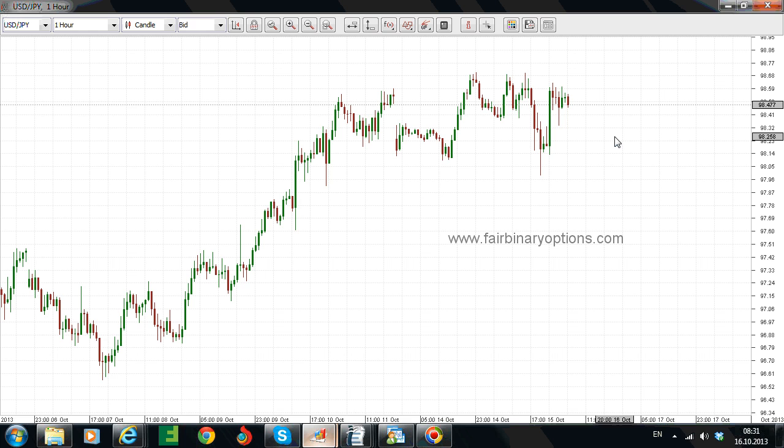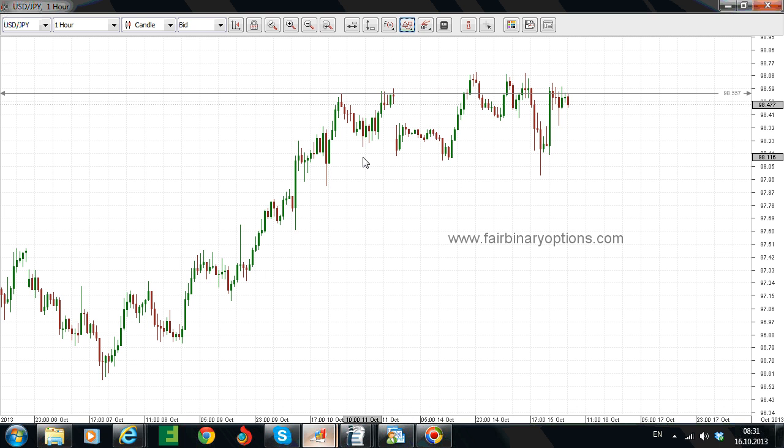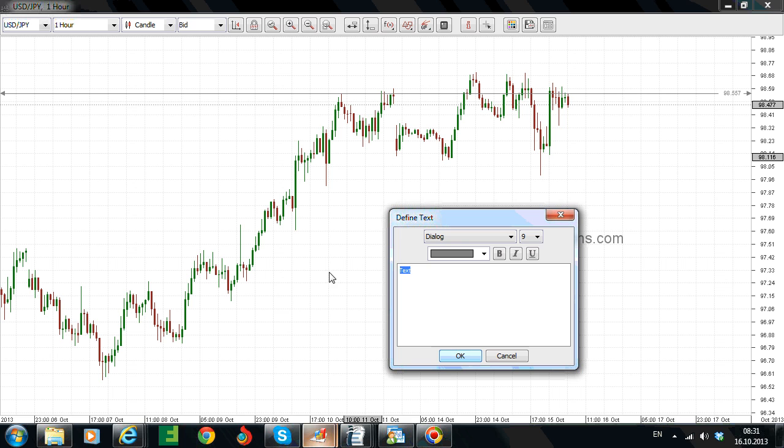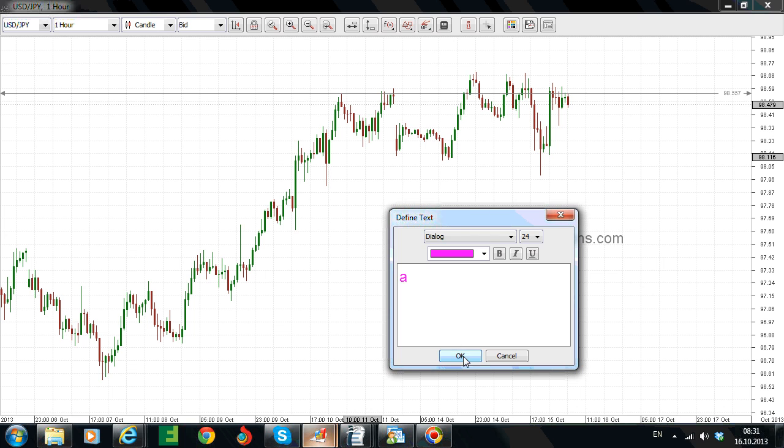Now that means that each leg should be bigger than the previous one. As you can see here, this is wave A, so our triangle starts here. Like this, and at this very moment we have wave A to the downside, so A. Let's make it pink like this.